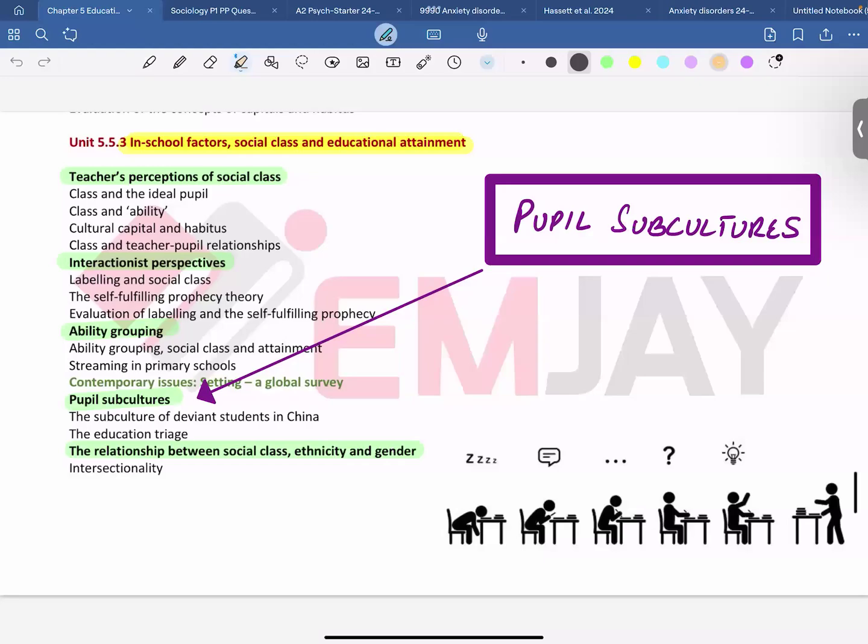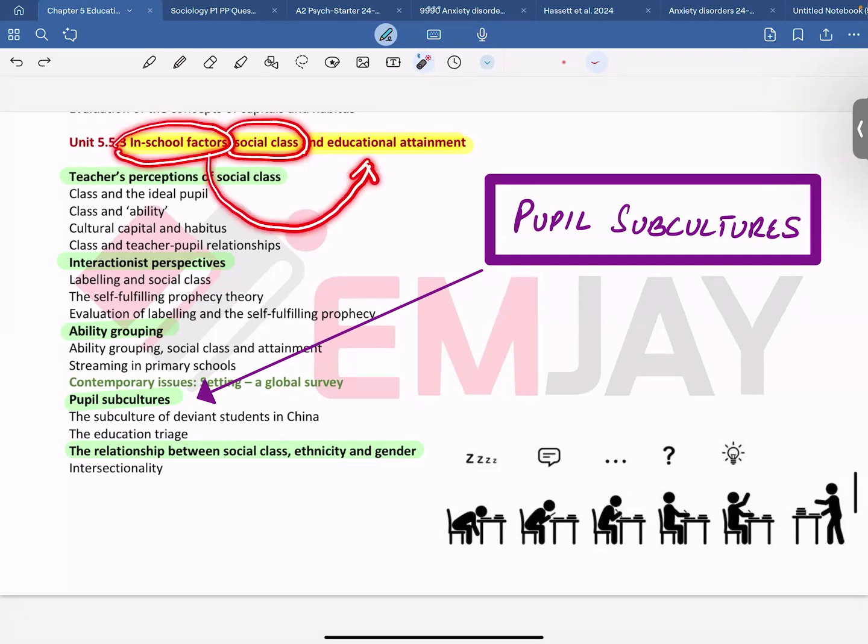As we speak about pupil subcultures, we should know that they fall into the category of in-school factors, where we talk about the interaction between your in-school factors, your social class, and consequently how it affects your educational attainment. So we're talking about how your experiences within school are related to your social class, and how those experiences eventually affect your educational attainment.